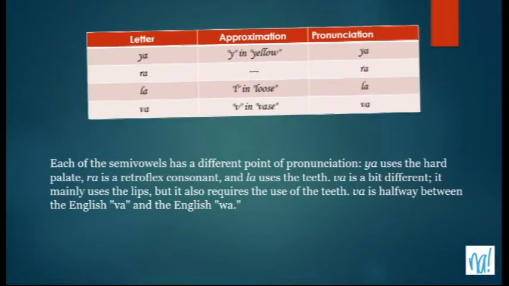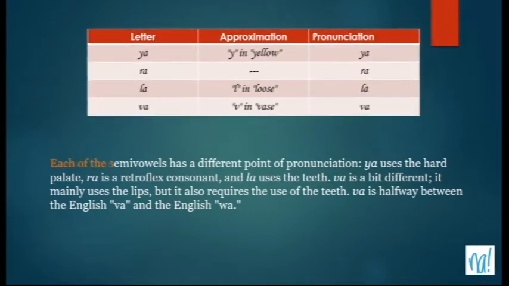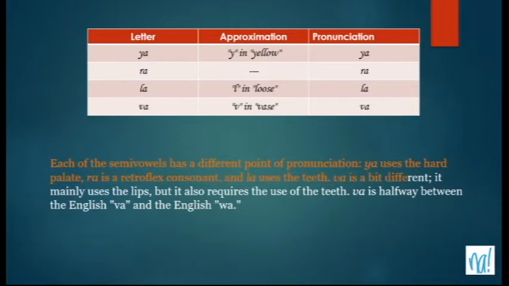ya, ra, la, va. Each of the semivowels has a different point of pronunciation. ya uses the hard palate. ra is a retroflex consonant, and la uses the teeth. va is a bit different. It mainly uses the lips, but it also requires the use of the teeth. va is halfway between the English v and the English w.